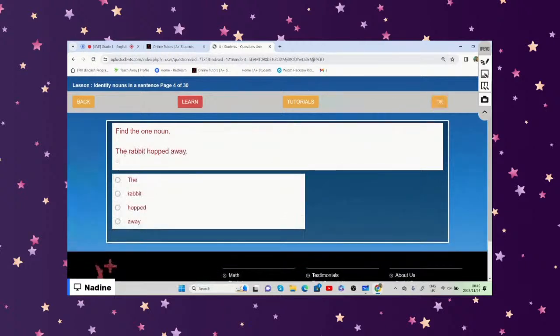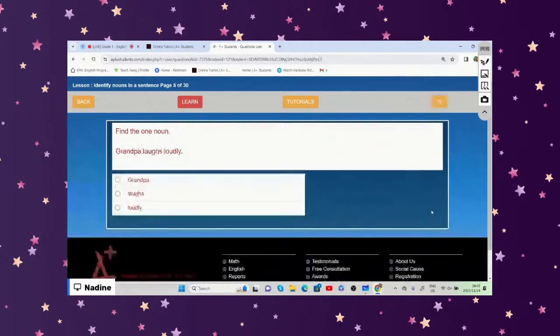Let's do one more. The rabbit hopped away. Remember, a noun names a person, place, animal, or thing. So, in this case, the rabbit hopped away. What hopped away? Or who hopped away? So we can then say the rabbit, because rabbit is a noun.